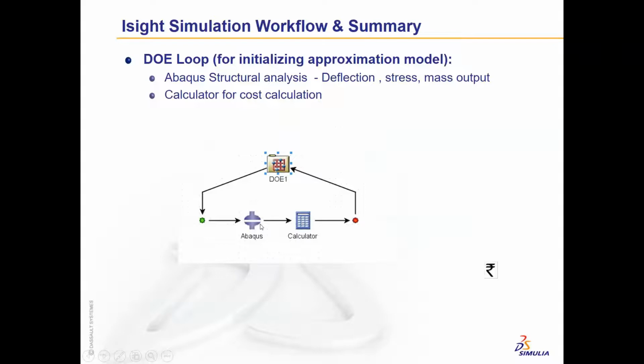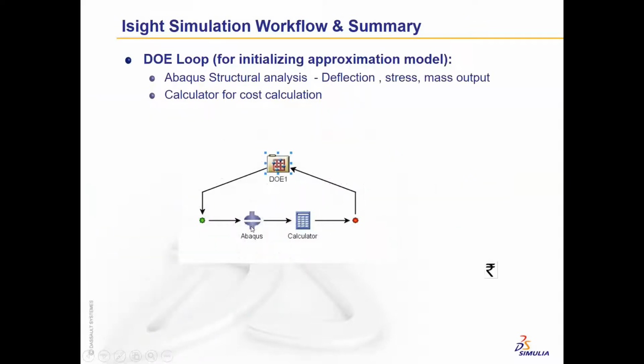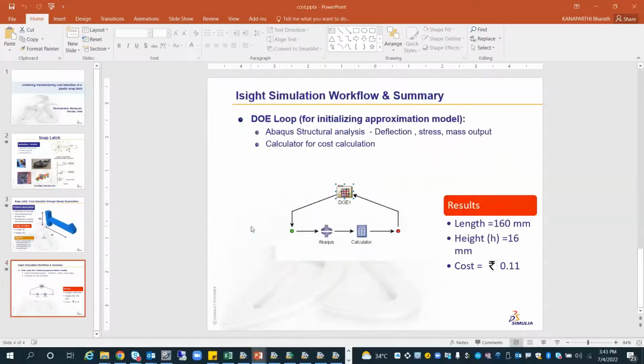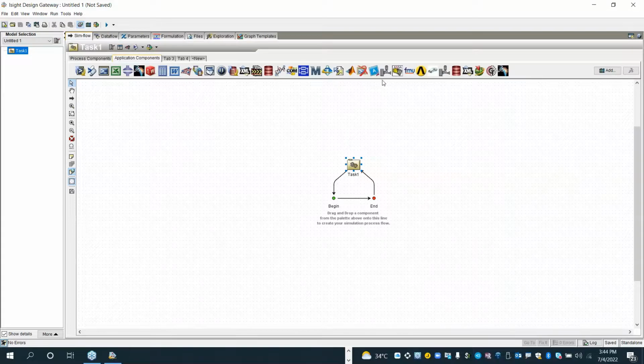So this is how the workflow could be. There is Abaqus here, and to calculate the cost, we'll add a cost calculator next to it. I'll show you this example now. When you open Isight, this is what you see. As I said, these are the process components and these are the application components. We have enough application components, which most of our users can generally use. But even if it's not here, we can still automate the process.